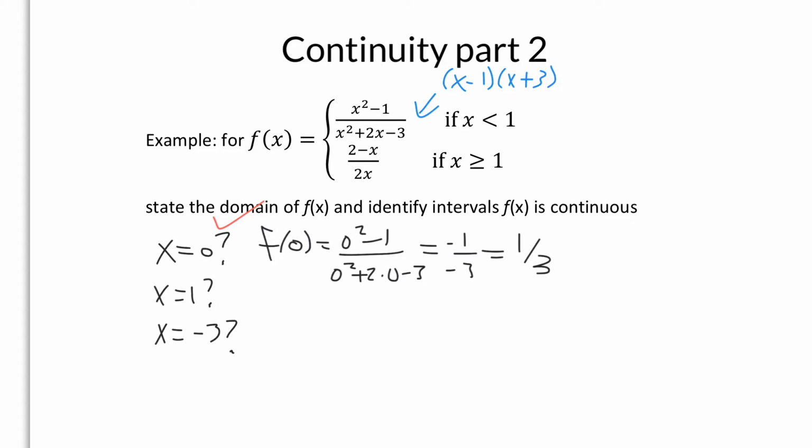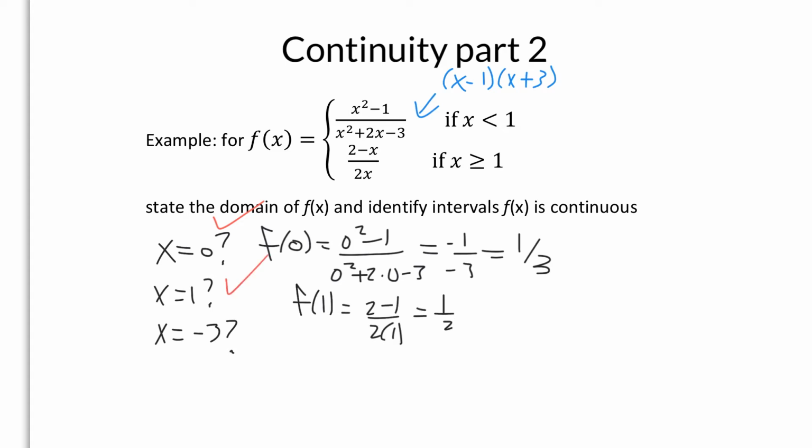Let's see what happens when x is equal to 1. Well, although you couldn't divide this portion by 0 with x equal to 1, we're supposed to actually take this portion. x is equal to 1, so we take this portion of the function. Again, kind of sneaky. f(1) is equal to (2 minus 1) over (2 times 1), which is going to be 1 over 2. And so x equal to 1 also works.